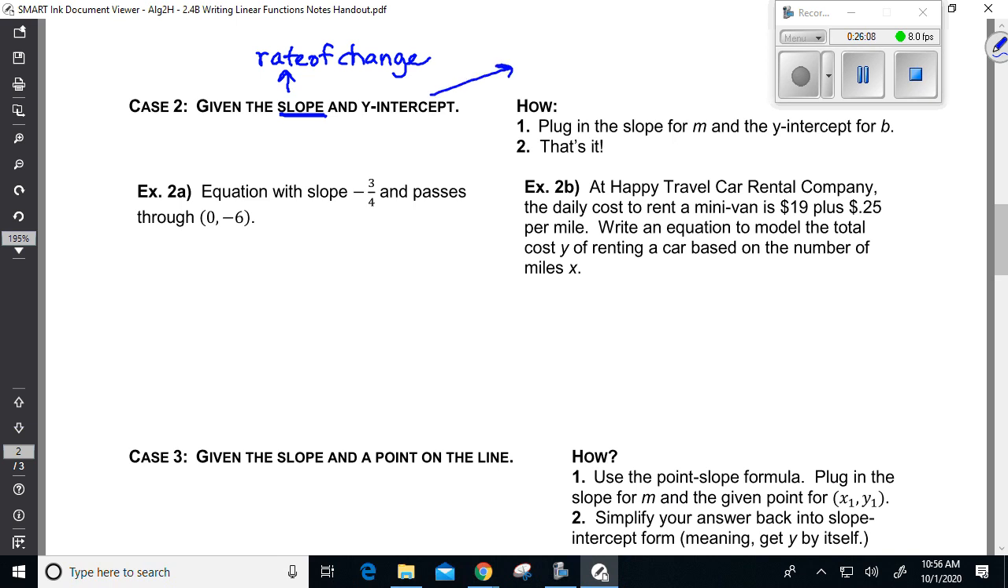The y-intercept could exist one of two ways. They can tell you that b is equal to something, or they could write it as (0, a number). Because that's the other way you could write a y-intercept. Either way it goes, the formula that you should be utilizing, y = mx + b. Plug in the slope for m, plug in the y-intercept for b. That's step 1. Step 2, that's it. That's step number 2.